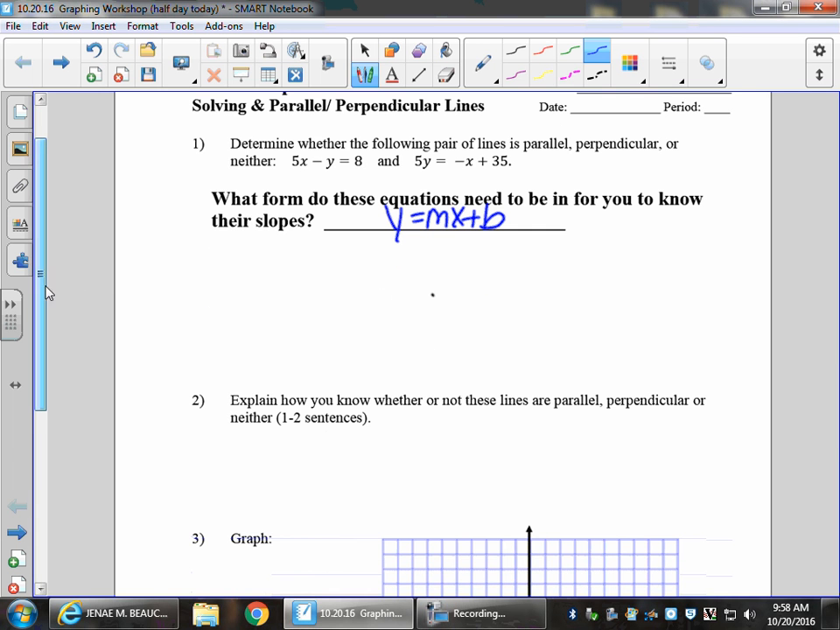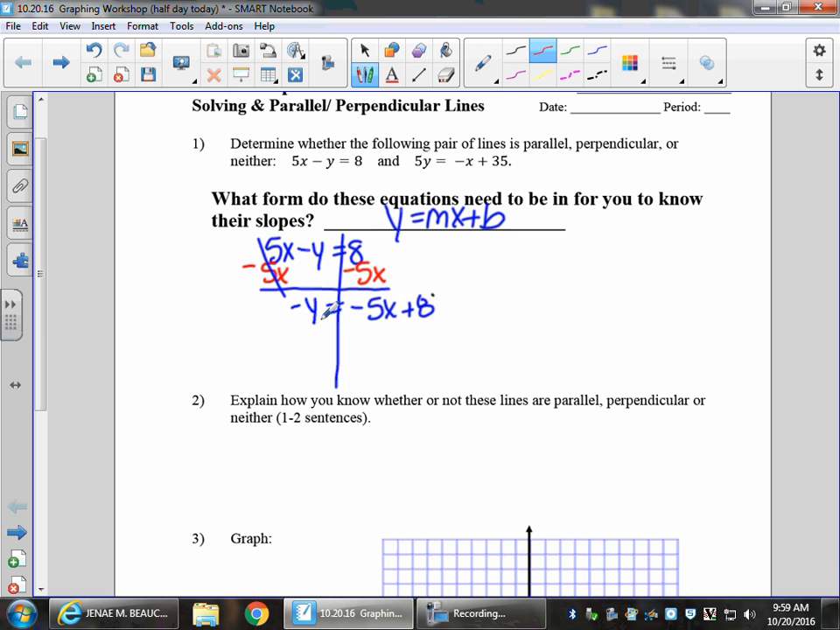So let's see what we did for the first one. Don't try to fit your work right there. So 5x minus y equals 8. How am I going to solve this? Subtract 5x from both sides. So this one was actually pretty good on most. It's the second equation that was like, ooh, what happened? So my final equation, y equals 5x minus 8.